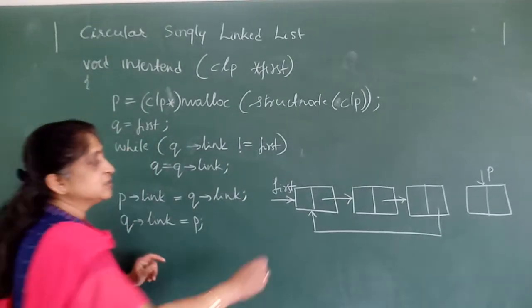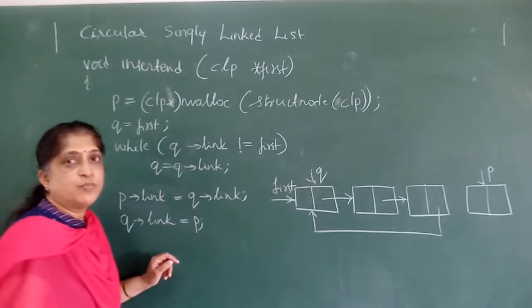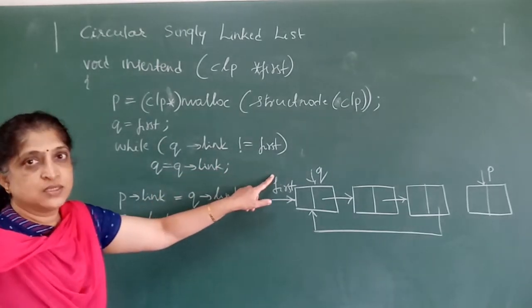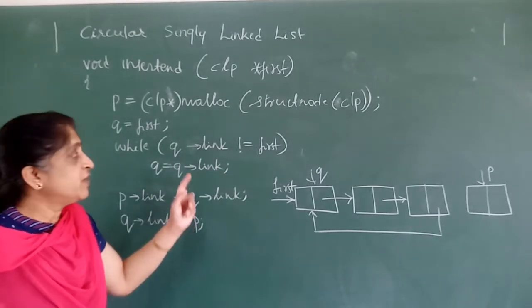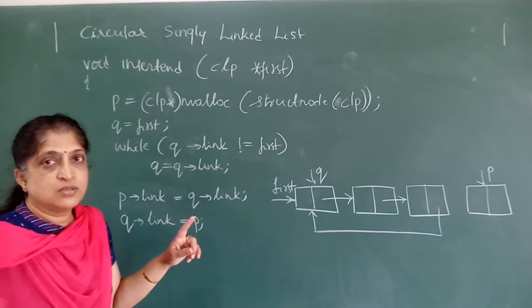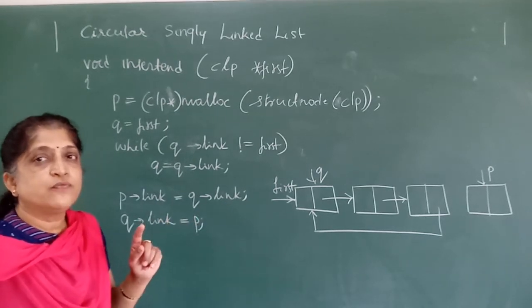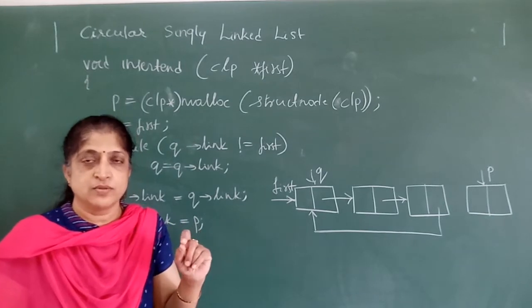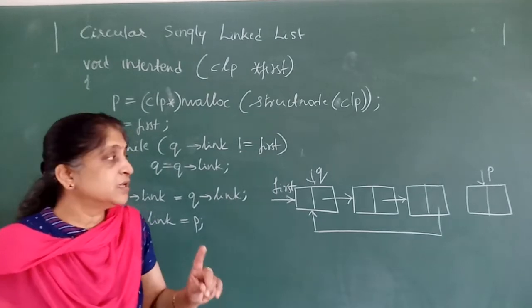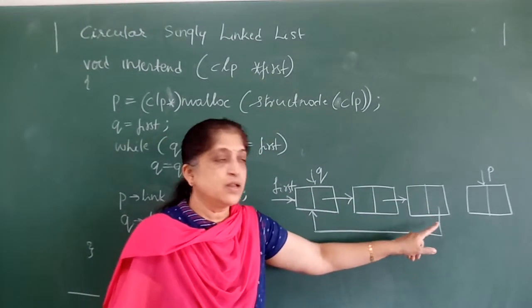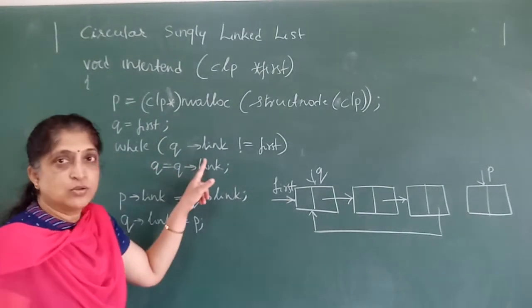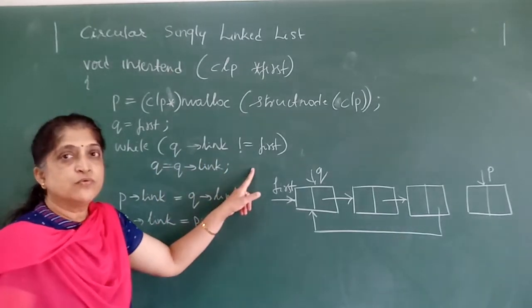Q is equal to first. So Q will be pointing to the first node. As long as Q link is not equal to first, we have to go on traversing. Why have we taken this condition? This is the condition which says that that is the last node. In case of a single linked list, we were able to find out the current last node if it has null in its link field. But in case of a circular linked list, the link part will not be null. It will have a pointer to the first node. So I am performing this while loop till Q link is equal to first.